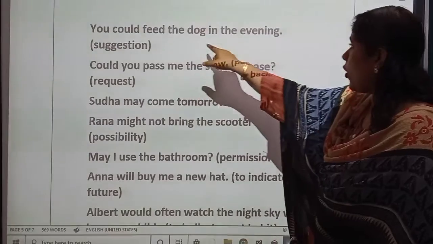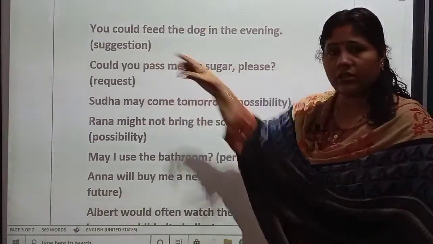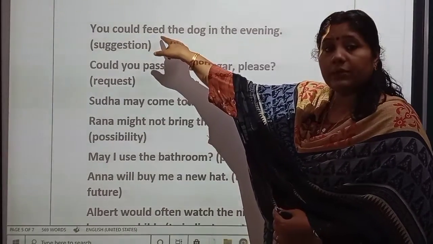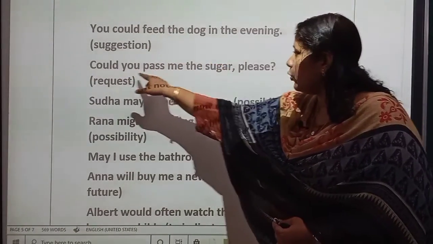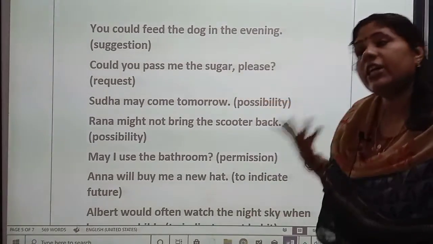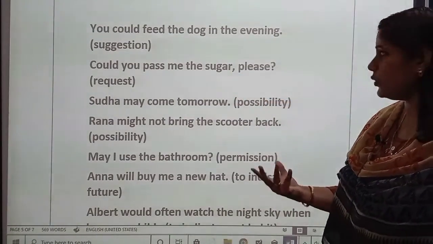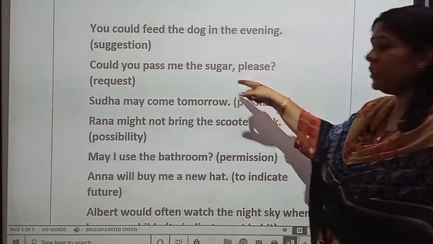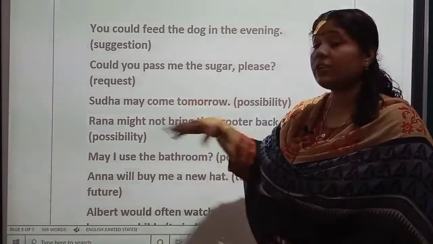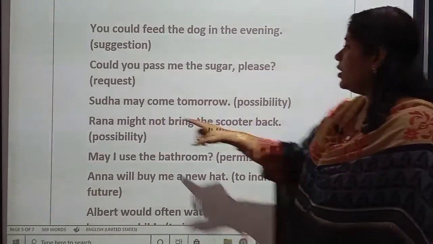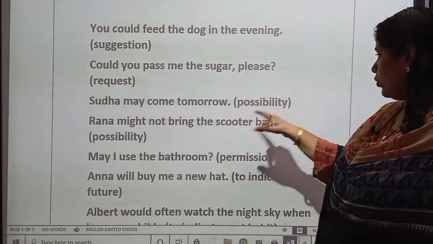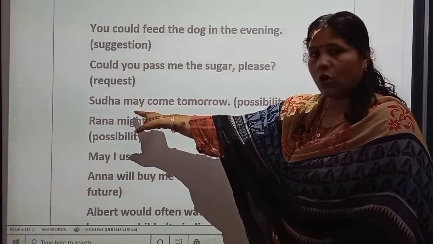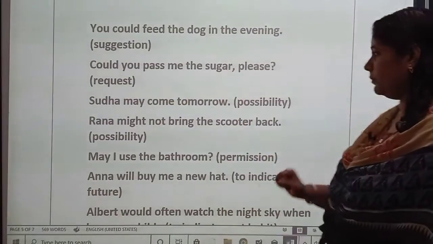Next. You could feed the dog in the evening. Suggestion. You're giving a suggestion. Understood? So could, auxiliary. Feed, main verb. Next. Could you pass me the sugar, please? Request. You are requesting. Understood? Could. Then pass, main verb. So it expresses the request. Sudha may come tomorrow. Possibility. May or may not, possibility. So may, auxiliary verb, come, main verb.